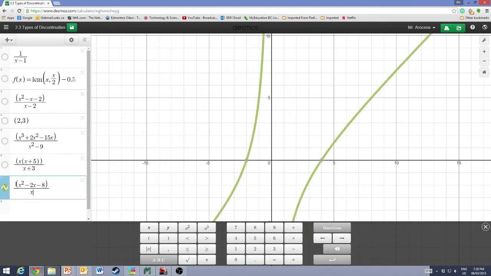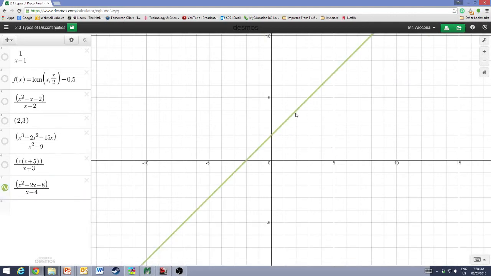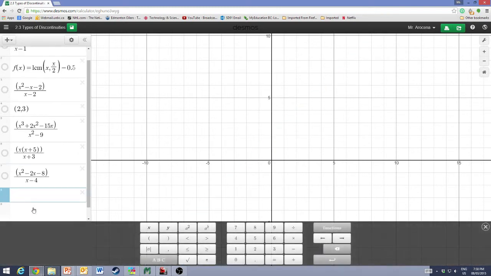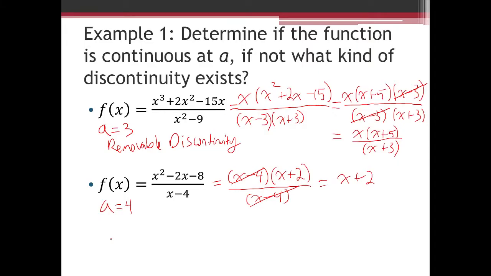All divided by x minus 4. There we go. Looking at x equals 4, we have an undefined point. So we plot the slightly different version, x plus 2. They are identical, but this time at x equals 4, we now have an actual value. So this is another removable discontinuity. Alright, let's move on to the next example.